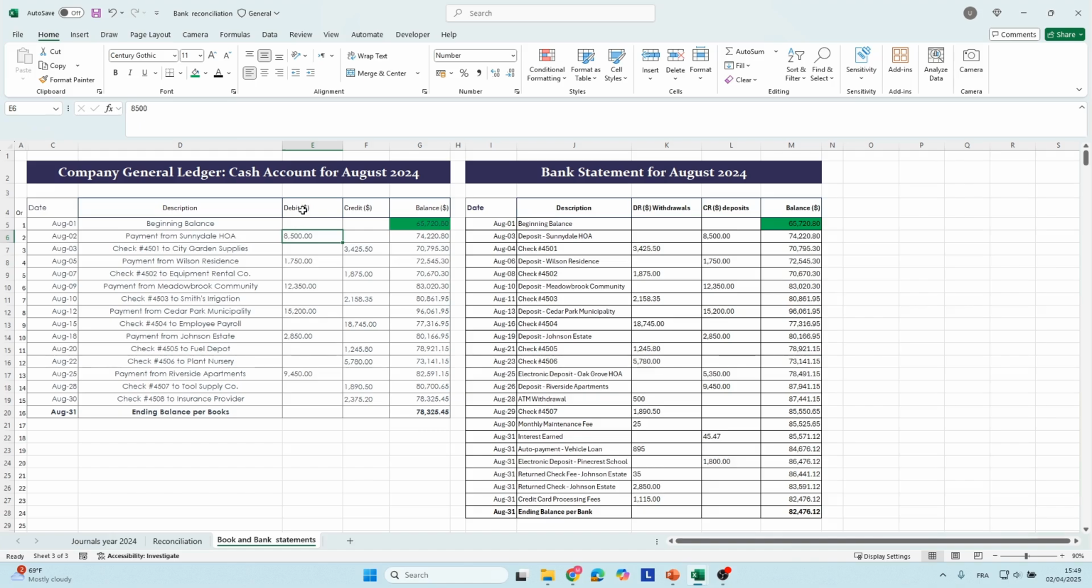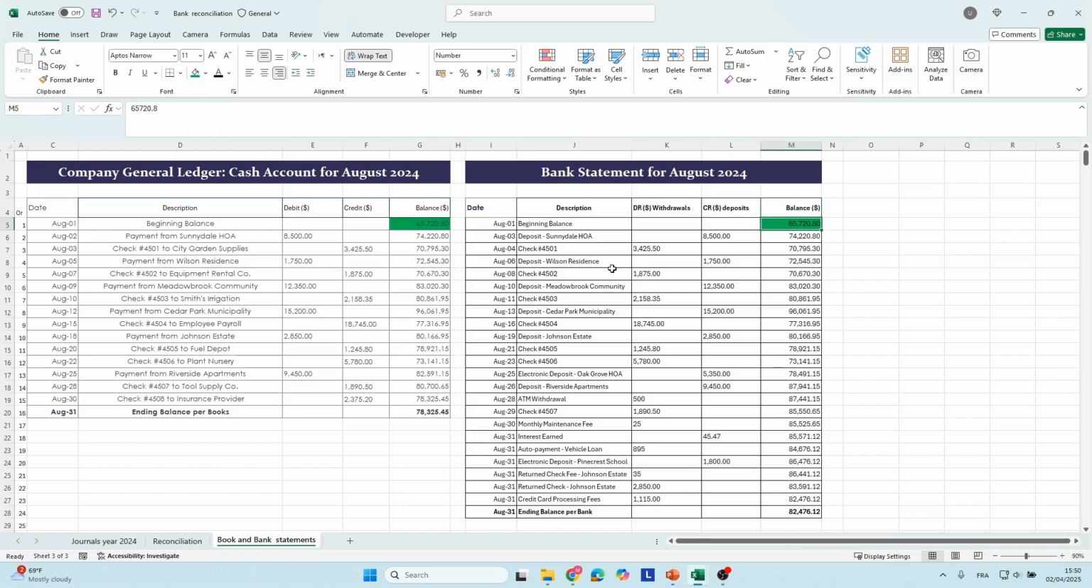Then for the bank statement at the end, you see that we have the ending balance per our book is 78,000, and from the bank we have 82,000. Then we have debits, which is all the cash in, and we have credits, which is the cash out. This is what's happened in the bank.